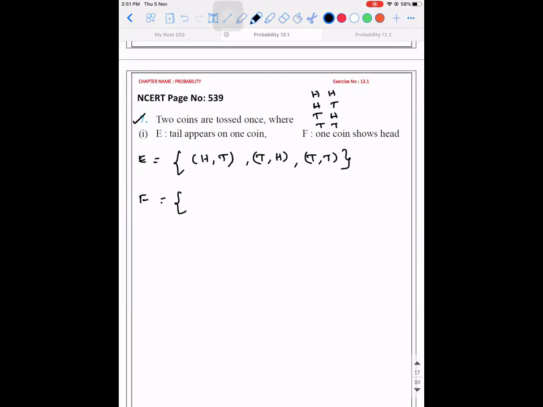If one coin shows head. Sir, how T comma T, sir? It is on one coin, no? It is not first coin. That is what I told. They didn't say tail appears on first coin. They told tail appears in one coin. They didn't say coin number 1. You're able to understand? Yes, sir.